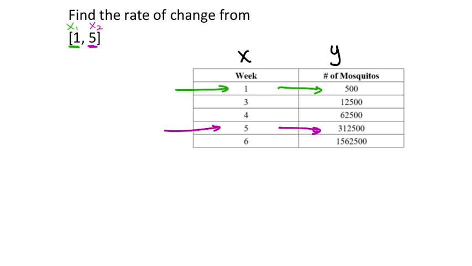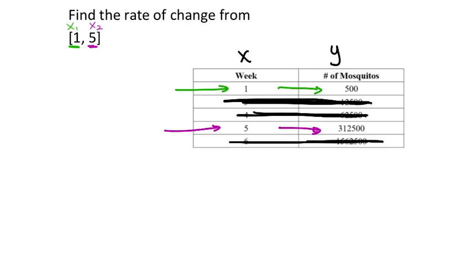And again, we don't really care what the labels are. Instead of mosquitoes, it could be unicorns. I don't care. But when we get to the labels, we'll deal with it. So this means that 312,500, I don't care about that. What about 462,500? Don't care. Same with this 6 and 1,562,500. I don't care about those values because the rate of change is just dealing with X is 1 and then X is 5.